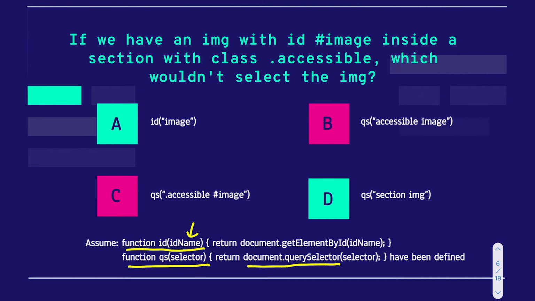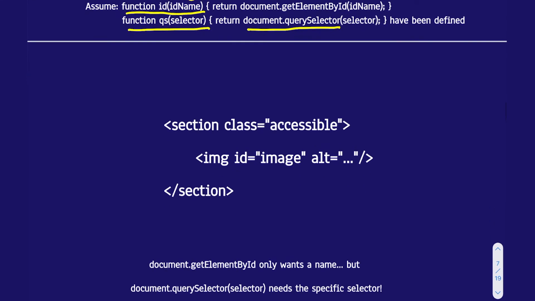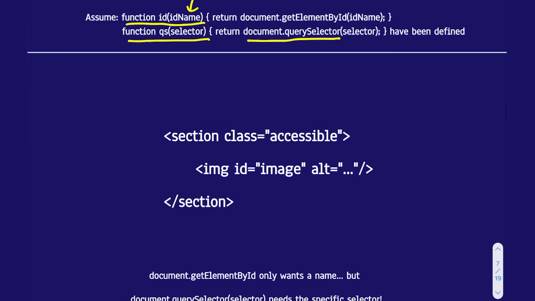All right. So B, QS accessible image, C, QS accessible image, but with the hashtag and the dot, or D, query selector section image. The correct answer is B. And let's go through these one by one. So what I have down here is our HTML, but this might look like.